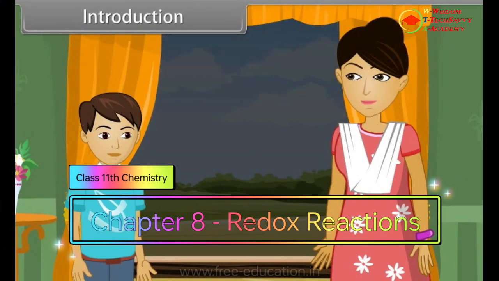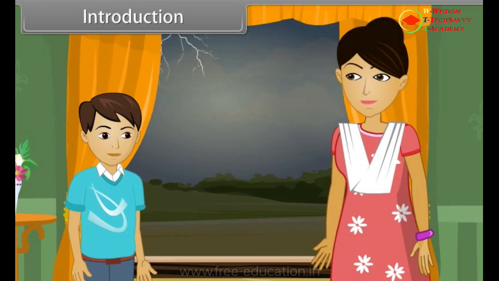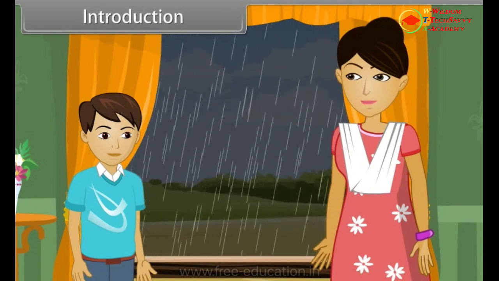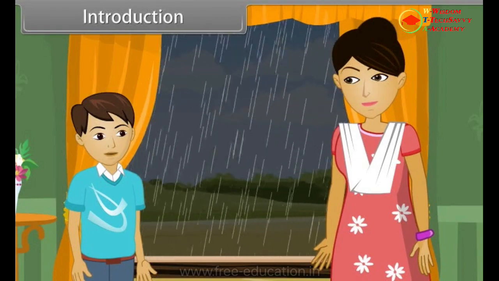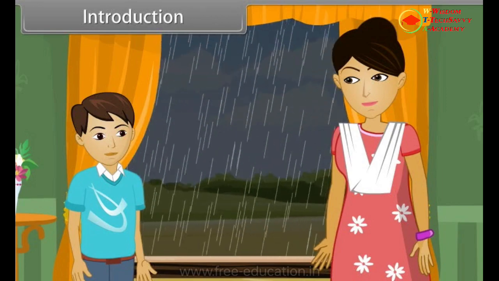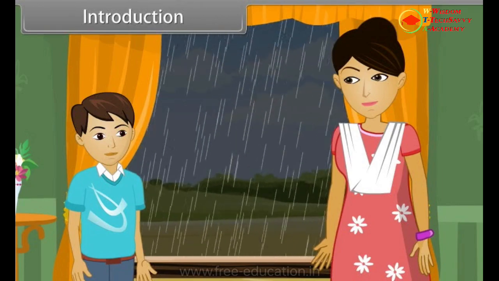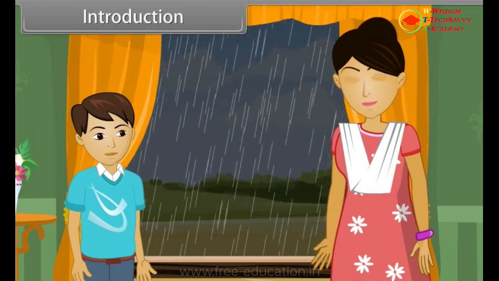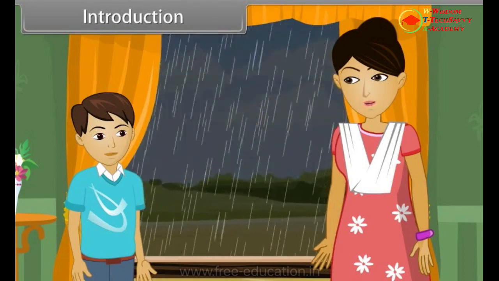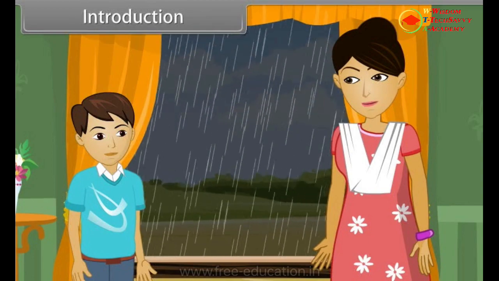Sumit and his mother are standing at the window and watching outside. The weather is looking good and there is a probability of first rain of the season. Suddenly, rain starts. Sumit requests his mother to let him go outside and enjoy the rain. But his mother didn't allow him to go outside in the rain. She said that the very first rain may be an acid rain, and an acid rain is harmful for us.